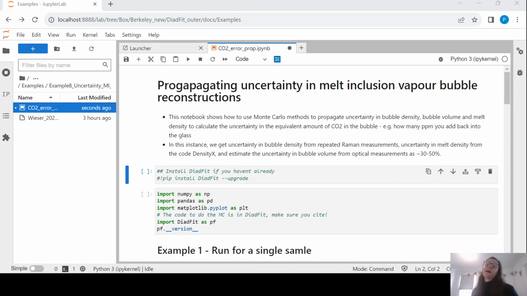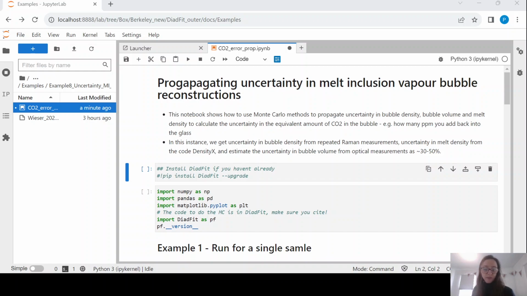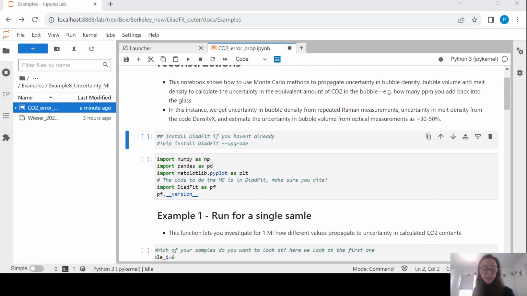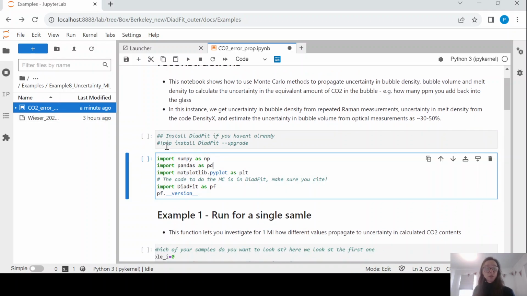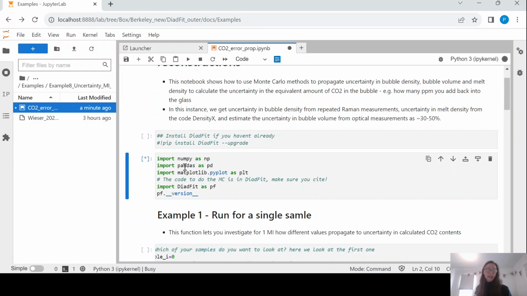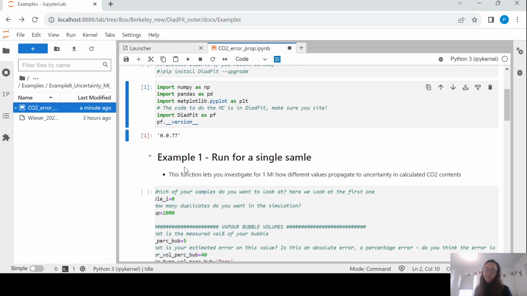This video is going to talk about how to propagate uncertainty when you're measuring melt inclusion vapour bubbles using Raman spectroscopy. So I encourage you to watch some of the previous videos, particularly showing how to get this notebook and the example data off Read the Docs. You're going to have to install DiodFit if you haven't done so already, so you'd have to uncomment this line. And then we're going to load all our Python information.